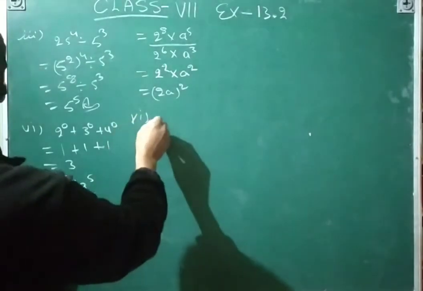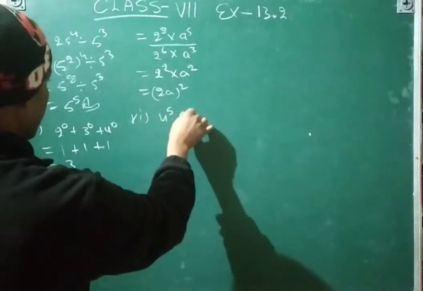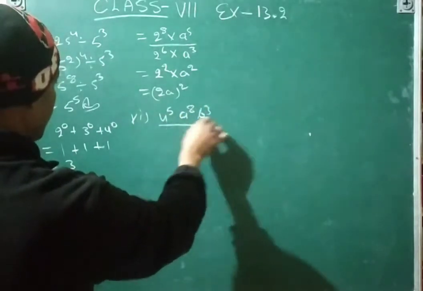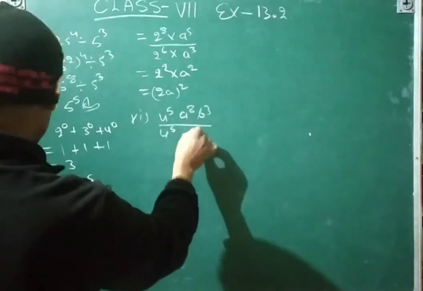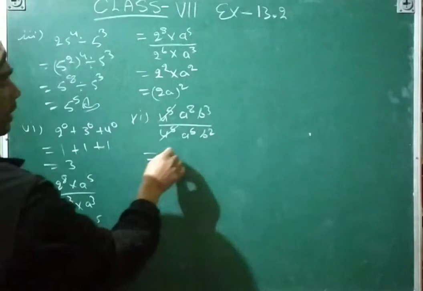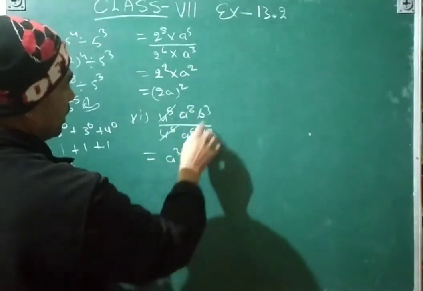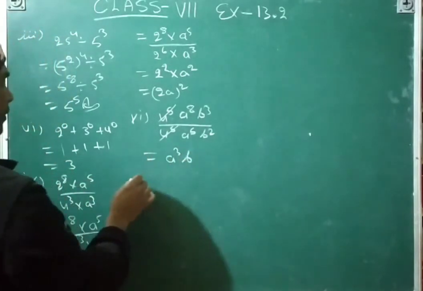11th part: 4 power 5, that is, multiply a power 8 b power 3 upon 4 power 5 a power 5 b power 2. The 4 power 5 cancel; 8 less 5 is 3, so a power 3, and then b, 3 less 2 is 1, no need to write the 1, it is already 1 here.